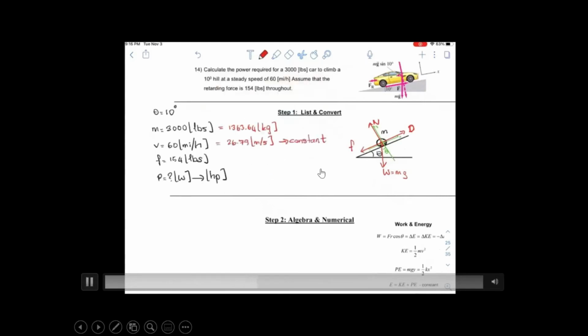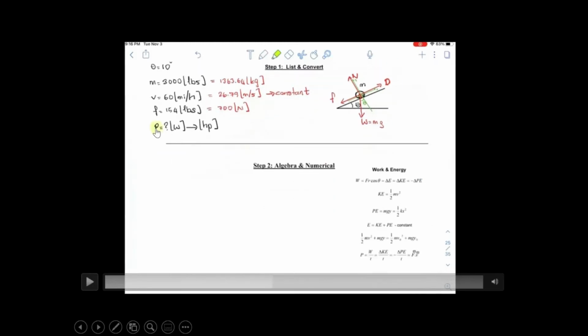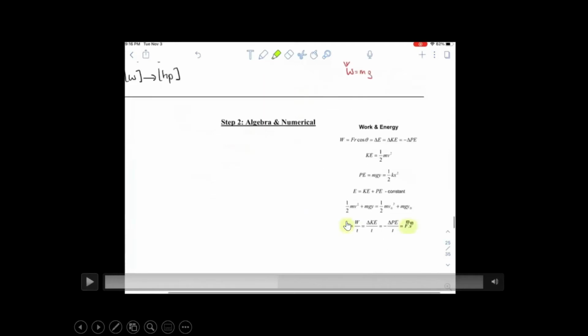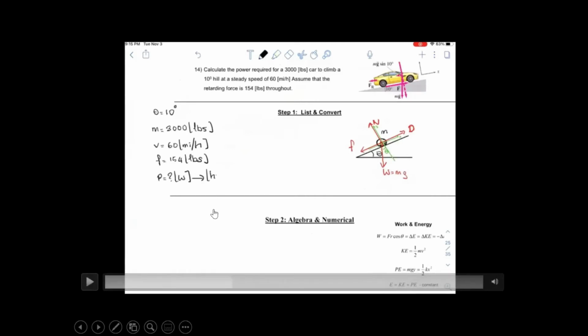So I'm doing my conversions, obviously. Before I forget, I want to say that the speed is going to be constant because it says steady speed. And the rest of it is, I'm looking for power. All right, so my power equation is going to be located here. Okay, so power, in this case, what is it that I'm looking for? Because now I have to make a decision. Okay, so I'm going to pick an equation based on what's given to me. All right, so notice that I got my speed.